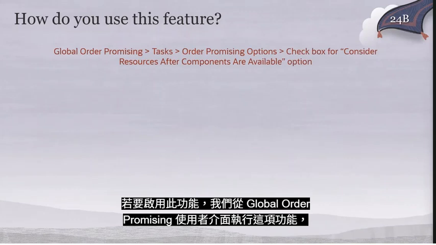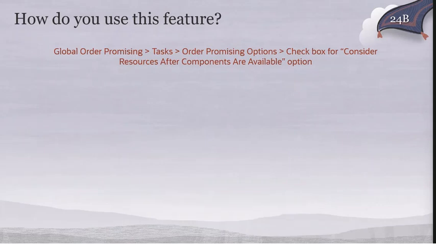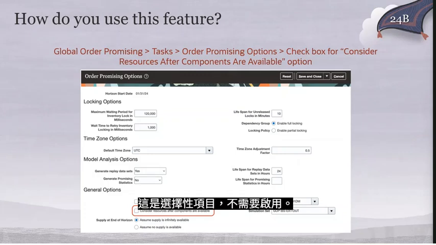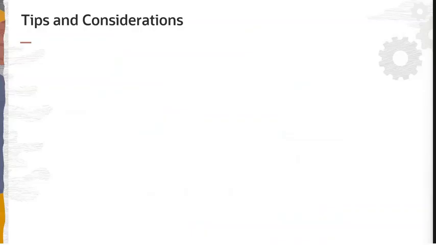To enable this feature, we do it from the Global Order Promising user interface with a task for Manage Order Promising Options. Within that task, there is a new checkbox for Consider Resources After Components Are Available. This is optional and is not required to be enabled.